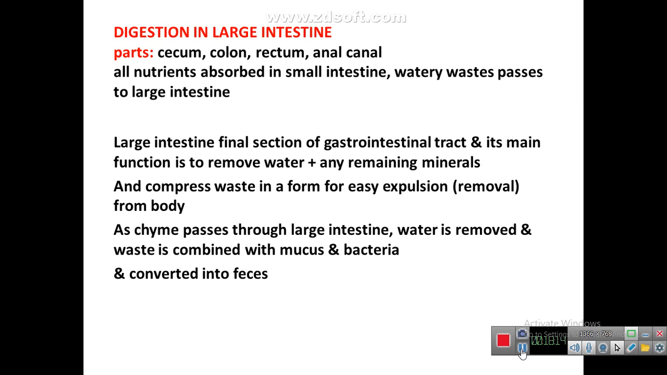As chyme passes through the large intestine, water is removed and waste is combined with mucus and bacteria. Bacteria, the gut flora, are bacteria that are present naturally in our intestine. The excess bacteria or the dead bacteria will move out of the body along with the feces or waste material, and all this is converted into feces moving out of the body.